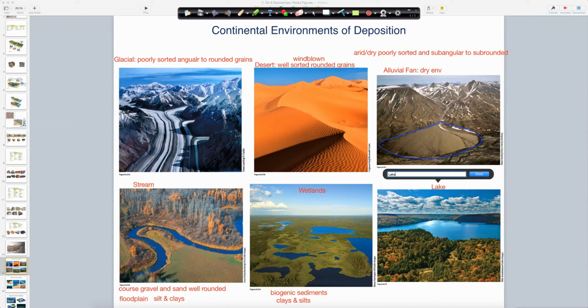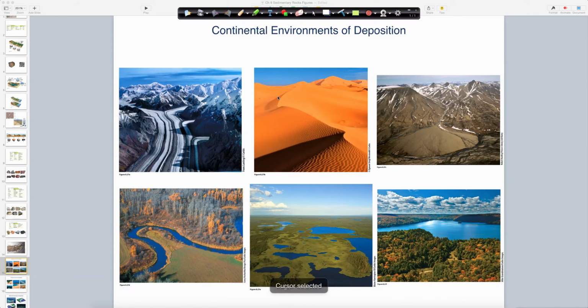This last one is a lake. Lakes, you can get clastic, chemical, and biogenic sediments being deposited. They're teeming with life. You can chemically precipitate limestone. And you also get runoff from streams, which brings your clastic sediments. So all three different groups of rocks will accumulate in a lake.